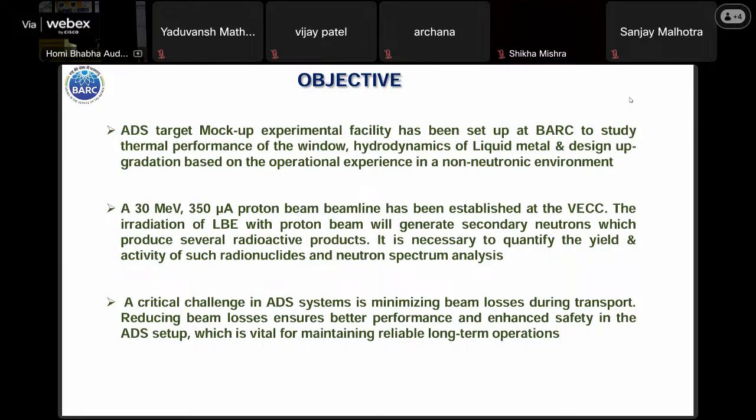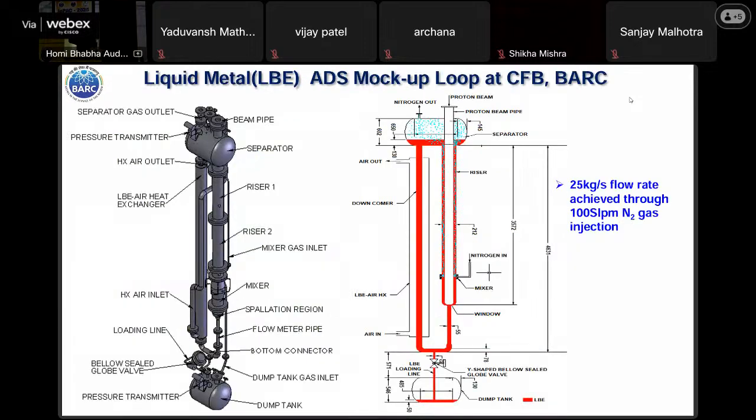And in VECC we have a 30 MeV 350 microampere proton beam. So this will create almost 10 to the power 12 neutrons when it interacts with the lead bismuth. And third, there is a critical challenge in ADS system of minimizing the beam losses during beam transport. So it will help us to reduce the activity in our target. This is our mock-up loop experiment in BARC, where we have almost achieved 25 kg per second flow rate by injecting 100 SLPM nitrogen gas.